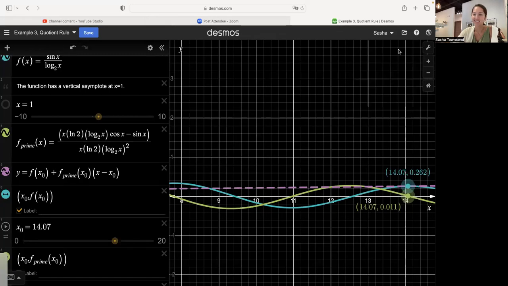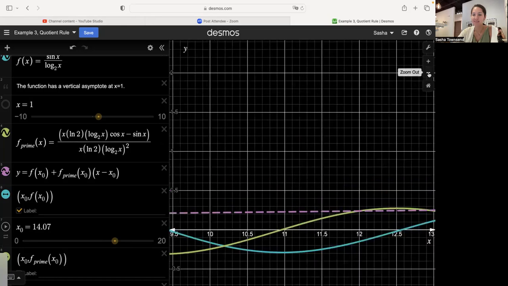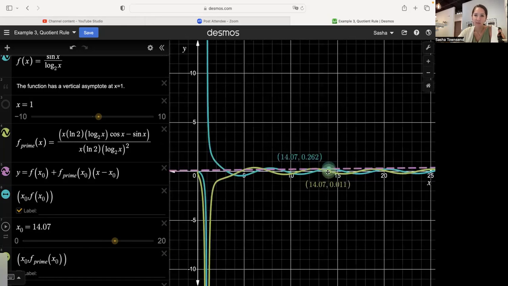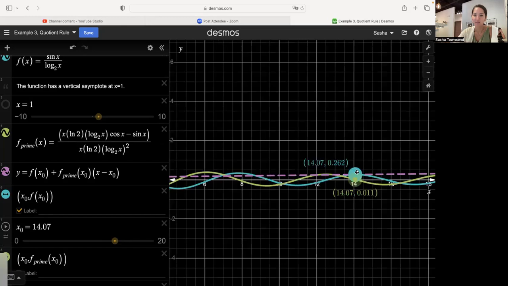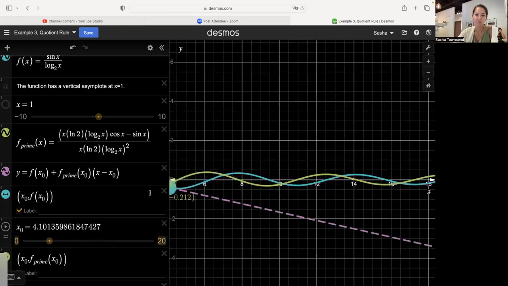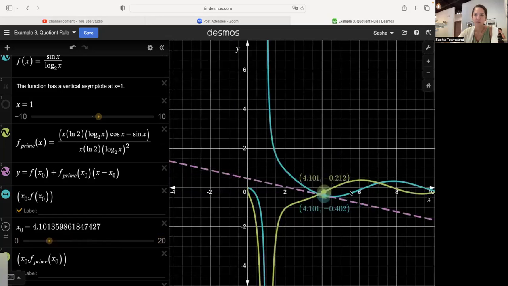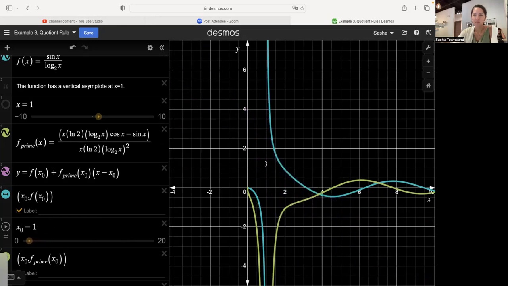So again, the derivative graph and the slope of the tangent line, the value of the derivative, are approximately the same. And we can vary that point. They're so close together now. We can vary that point and look at different slopes, to see that they're pretty much the same.